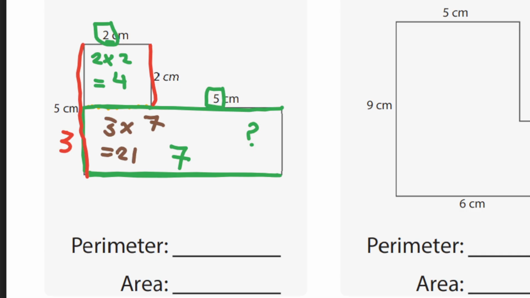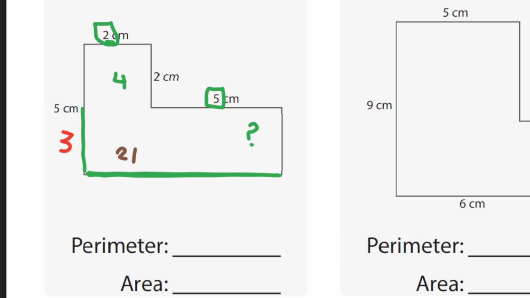Now, let's erase everything, just keep the areas. So the area up there is 4, and the area down here is 21. So the total area is 4 plus 21, which is 25 centimeters square. And that's it. Now, to find the perimeter, we need to add all the sides. This is how you find the perimeter. You add all the sides.